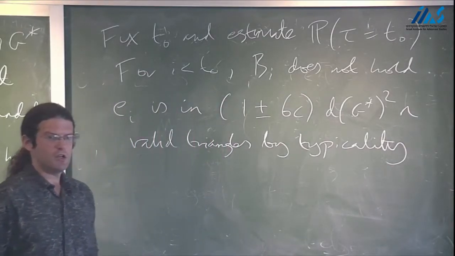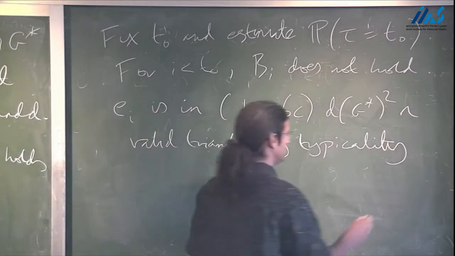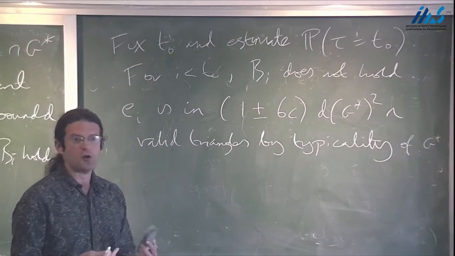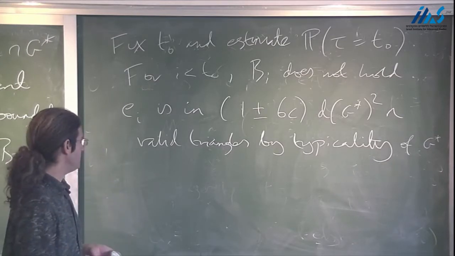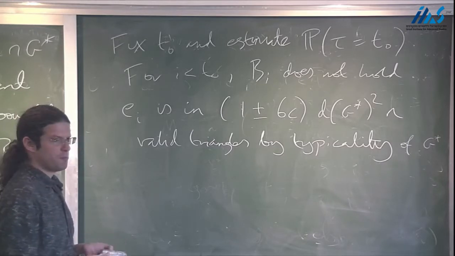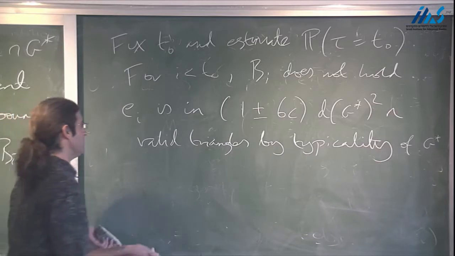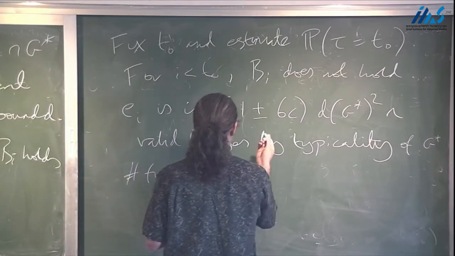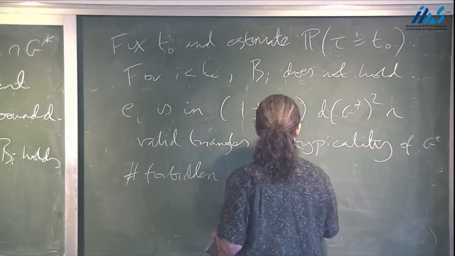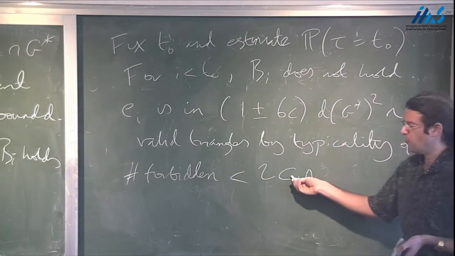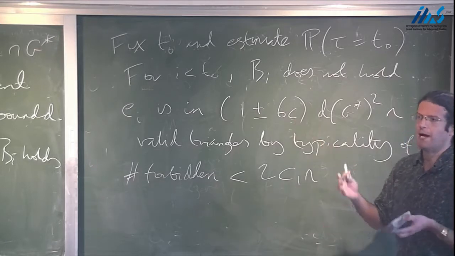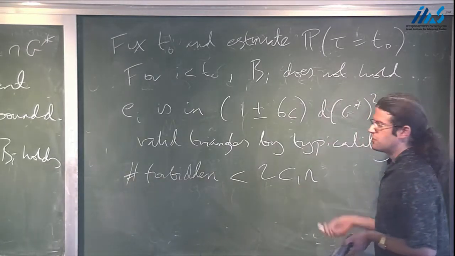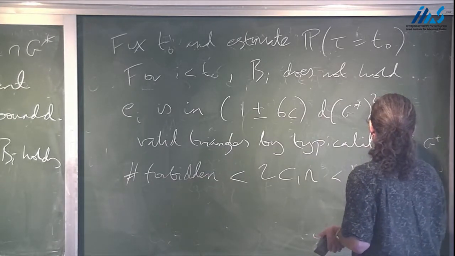I'm using typicality of G star, which is contained in this joint typicality condition, which I mentioned last time. How many of these are forbidden? We can just crudely estimate this using the maximum degree. So the number of forbidden triangles is less than twice the maximum degree, which is 2c1n. You remember c1 is c to the quarter, and C is some large power of d, maybe I said 3,000. So this is much smaller than this. Let's say just crudely, it's less than half the total.